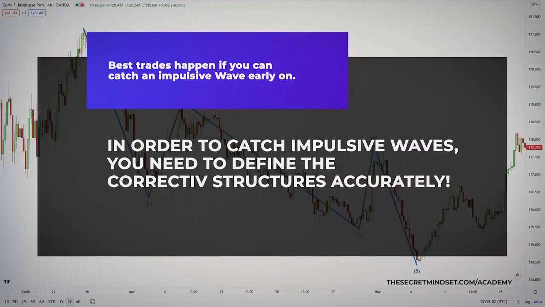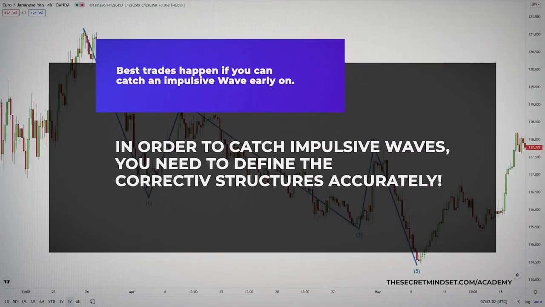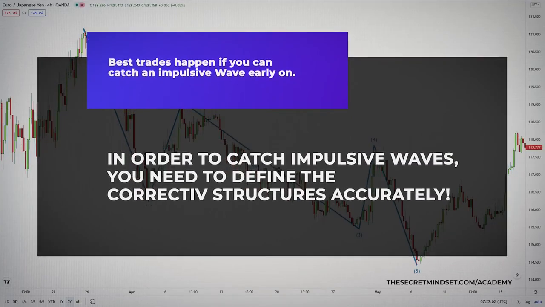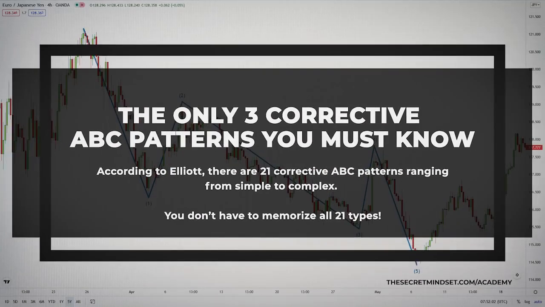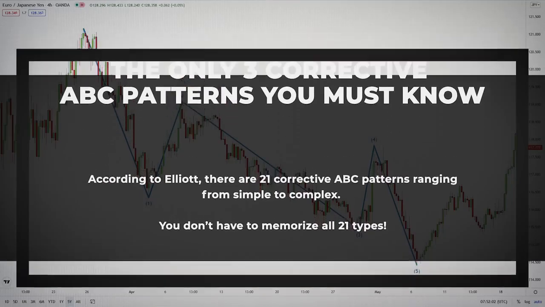So the best trades happen if you catch an impulsive wave early on. But in order to catch those waves, you need to define the corrective structures accurately. According to Elliott, there are 21 corrective ABC patterns, ranging from simple to complex. You don't have to memorize all 21 types of corrective ABC patterns, because they are just made up of 3 very simple, easy to understand formations.